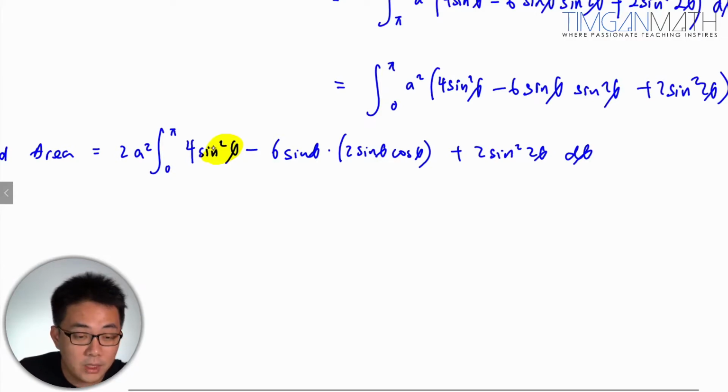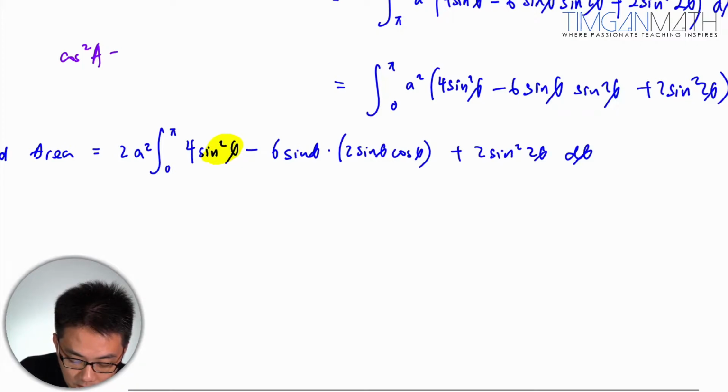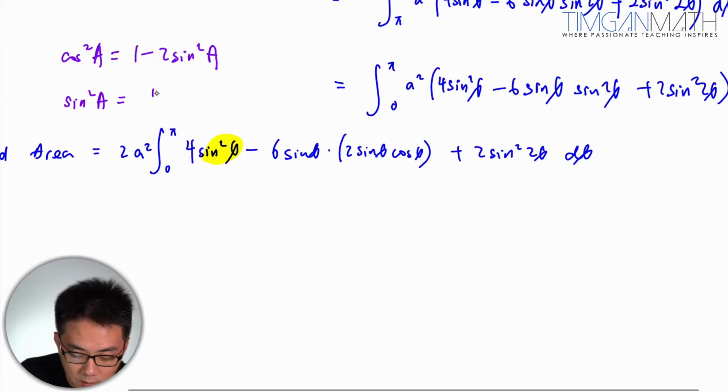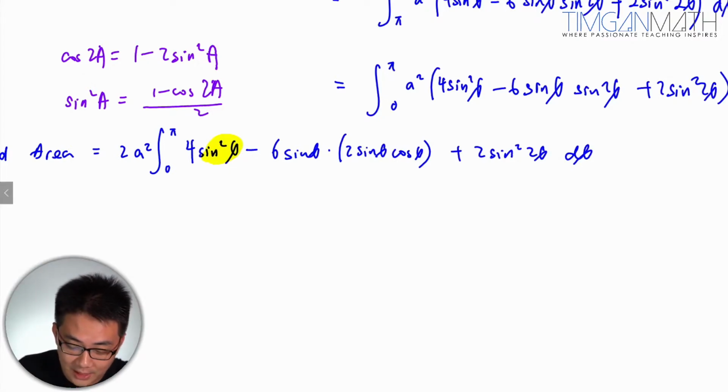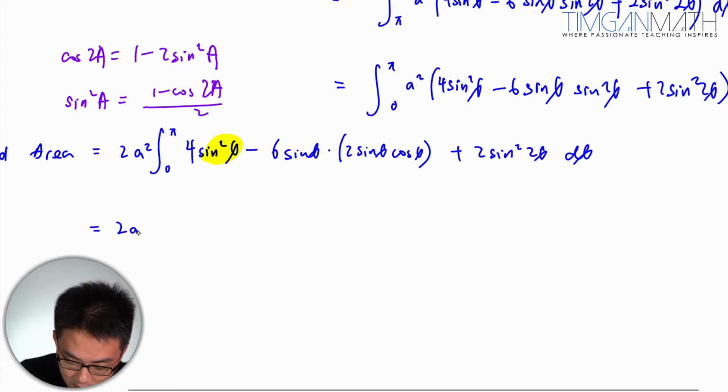Now once you see this double angle here, please make sure you know that for this square here, we need to use a double angle formula, which is cosine 2A equals 1 minus 2 sine square A, right? So in this case I have 2 sine square A, and sine square A equals 1 minus cosine 2A over 2. Yeah, right.